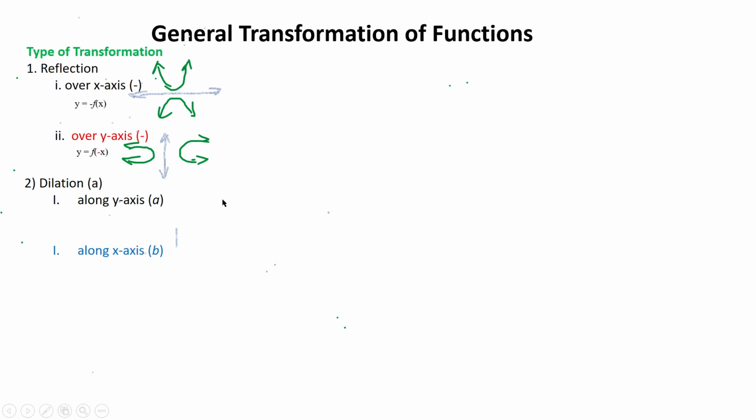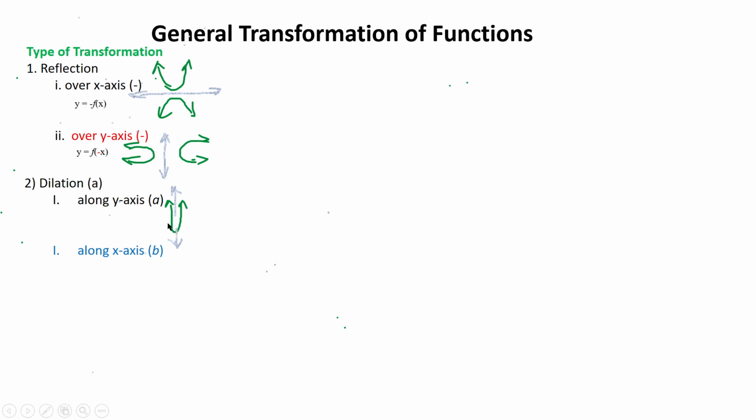Now another type of transformation is dilation. So dilation simply means change of size but maintaining the same shape, right? We have the shape of a quadratic function here. If we draw this function, we can dilate this quadratic function along the y-axis. It can also be dilated along the x-axis. If you dilate along the y-axis, it becomes narrowed. The graph becomes narrowed.